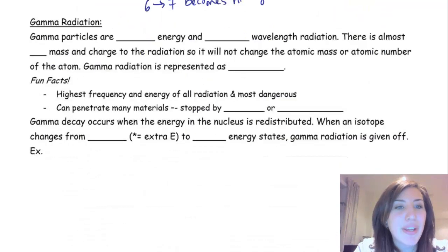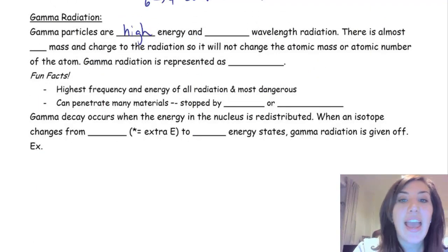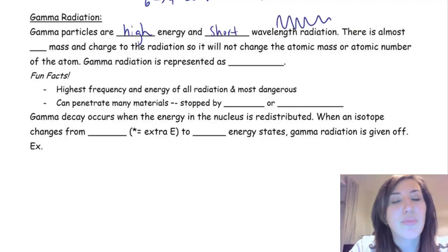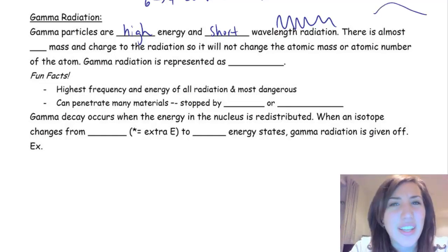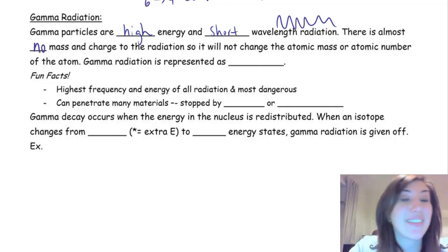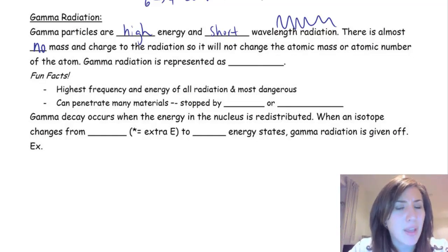Last but not least, gamma radiation. So gamma particles are high energy, and they are short wavelength. So that means that they're waves like this, really close together, as opposed to the long and lazy ones. So they're really short and quick wavelengths. There is almost no mass and no charge to the radiation, so it doesn't change the atomic mass or the atomic number of the atom.